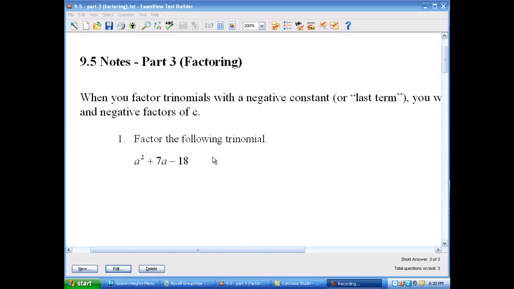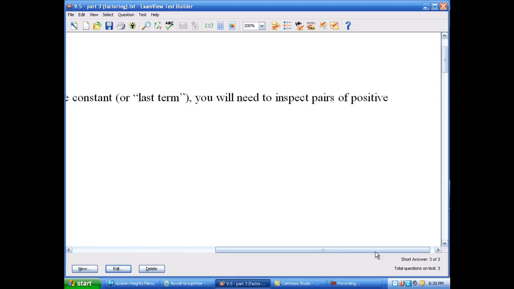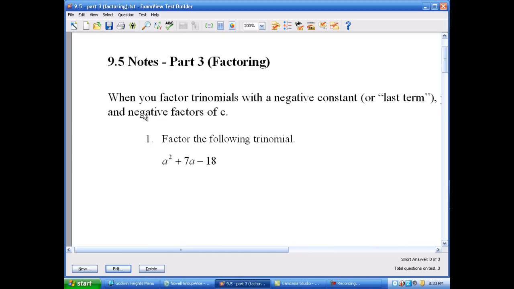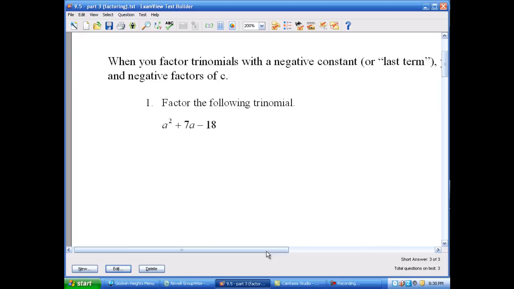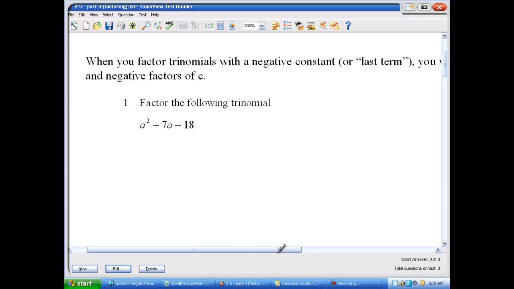Part 3 of factoring. What I'd like to do first of all, in continuation of yesterday, is tell you that when you factor trinomials with a negative constant or last term, you will need to inspect pairs of positive and negative factors of C. What I mean by that is when they're in the form of x squared, plus or minus bx, and then minus c. What we have to do is inspect those pairs.